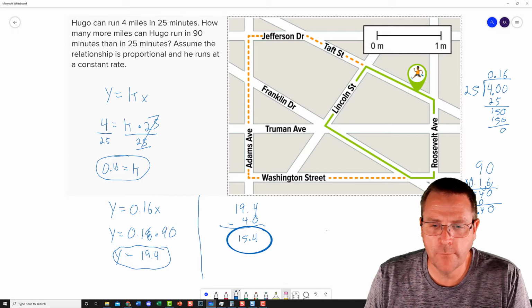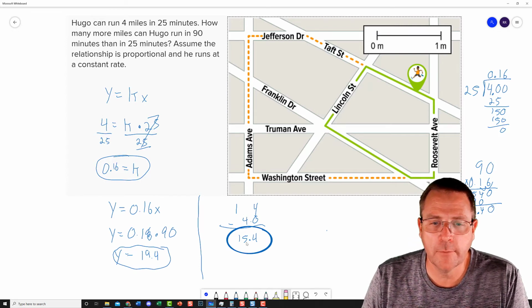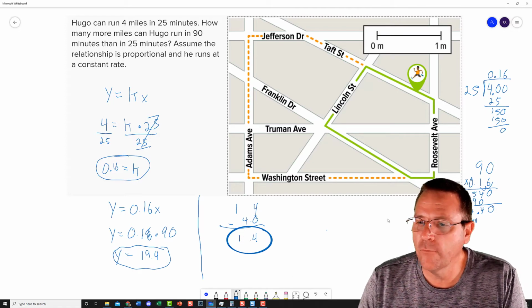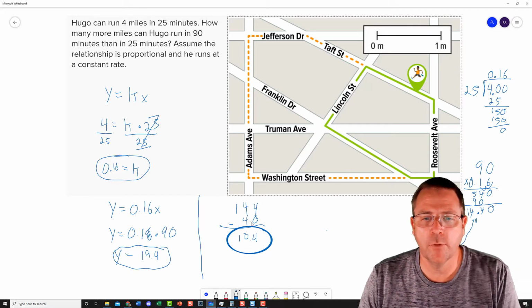That 9 should be a 4, so I'm going to erase that 4 right here. And I'm going to erase 9 right there and 9 right there, and erase my 5 right there. I'll put in my 4 here, my 4 here, and that's going to make this 10.4.